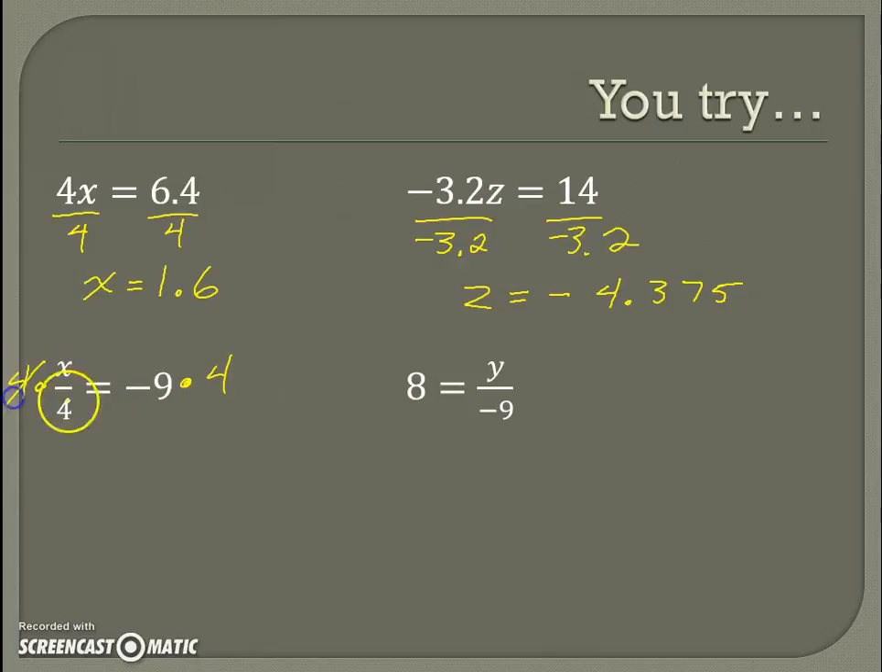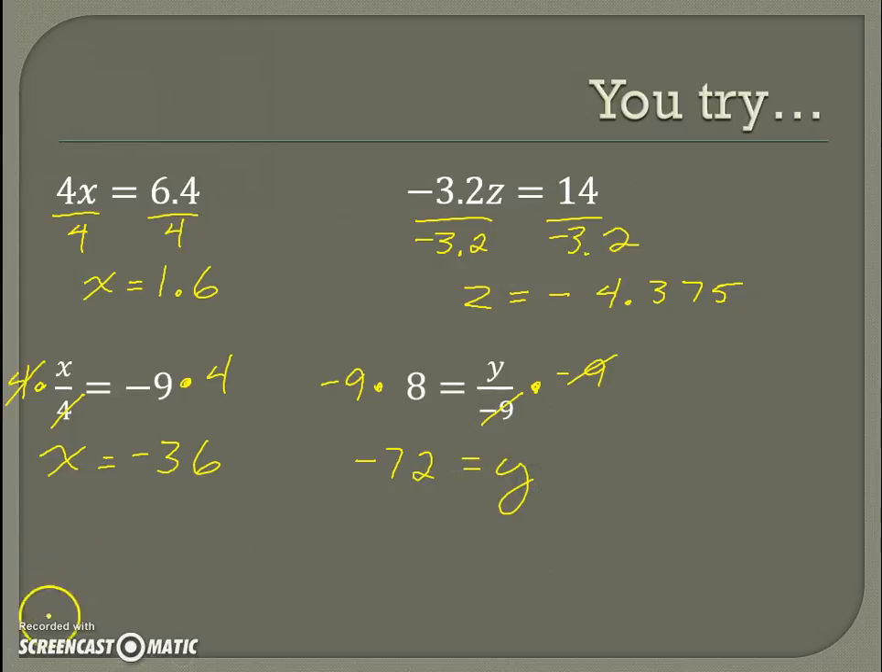Over here, undo division by multiplying. Excuse me, a little cough right there. X equals -36. Right here, multiply both sides by -9. Keep that negative with it. These simplify out, and you're left with -72 equals y. If you didn't get any of those, take a look. Try to figure it out.